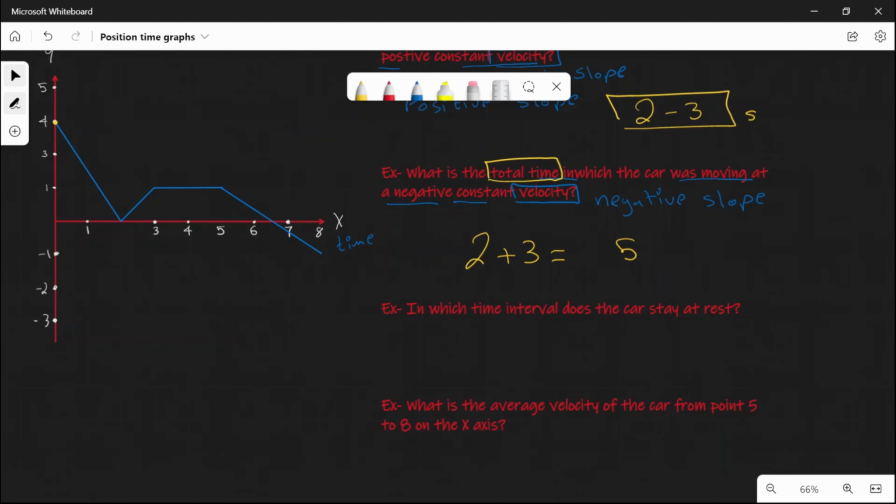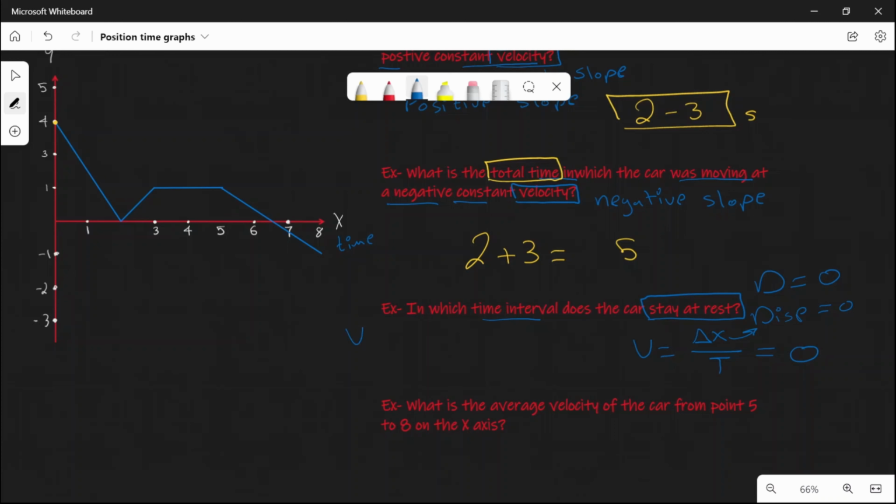Next example. In which time interval does the car stay at rest? Stay at rest means that the car is not moving, so it has no speed, means that the distance traveled is equal to 0. So the displacement as well will equal 0. Thus the velocity, which depends on the value of the displacement, delta x over t, delta x will equal 0, so the velocity will equal 0 as well.